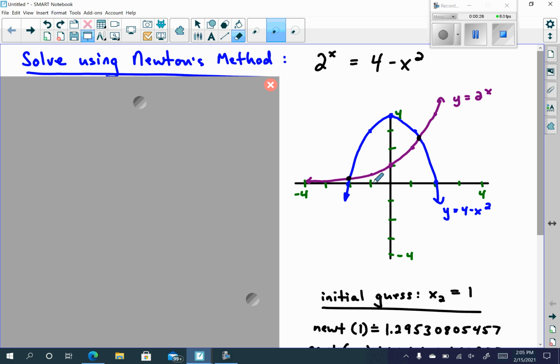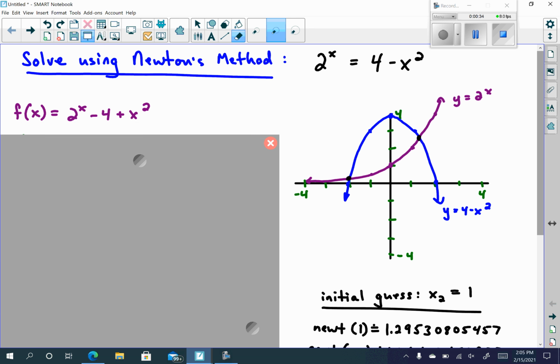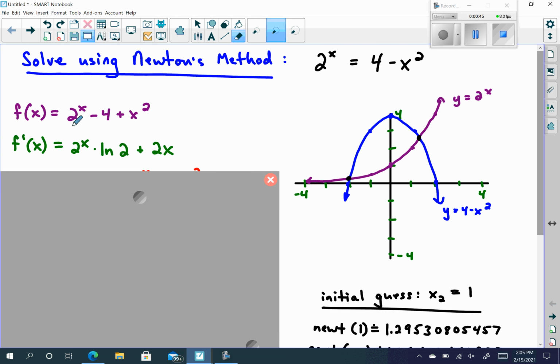And now, like our number 17, we have two points of intersection. In this case, one's positive, one's negative. So here, I'm going to let f of x equal 2 to the x minus 4 plus x squared. I want to bring everything over to one side. Imagine it's set equal to 0, but call that f of x. Then our derivative, be careful here, remember the rule for 2 to the x: it's 2 to the x times a natural log of 2 times a derivative of x, which is just 1, and then plus 2x.